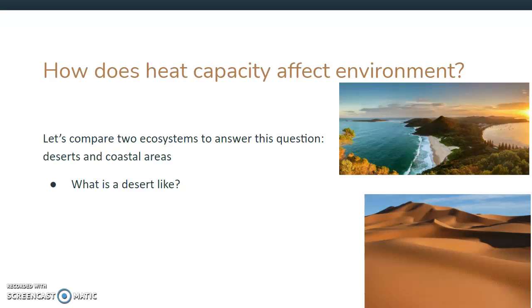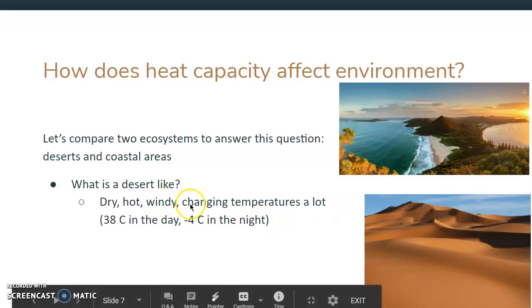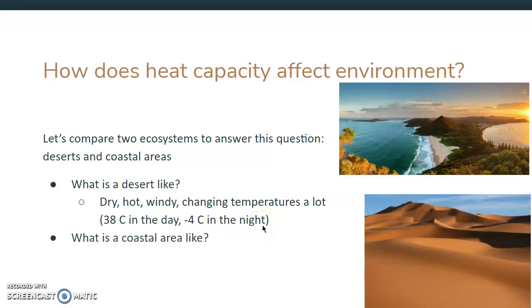I would think really hot or really cold. At night it gets really cold. And then I don't know. I also think of sand and dirty, but that doesn't always have to be a desert. But yes, dry, hot, windy, changing temperatures a lot. So I looked. It can get up to 38 degrees Celsius in the day and negative 4 degrees Celsius at night in a desert. So really big temperature changes.